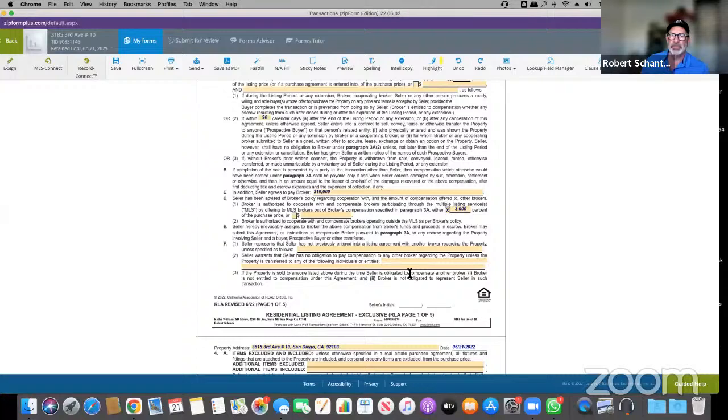Item E, seller irrevocably assigns to broker the above compensation from seller's funds and proceeds in escrow. Basically says, okay, we're going to submit everything through escrow. Broker Bob's going to sign a CI, commission instructions, that the escrow will send me that allows us to be paid through escrow.